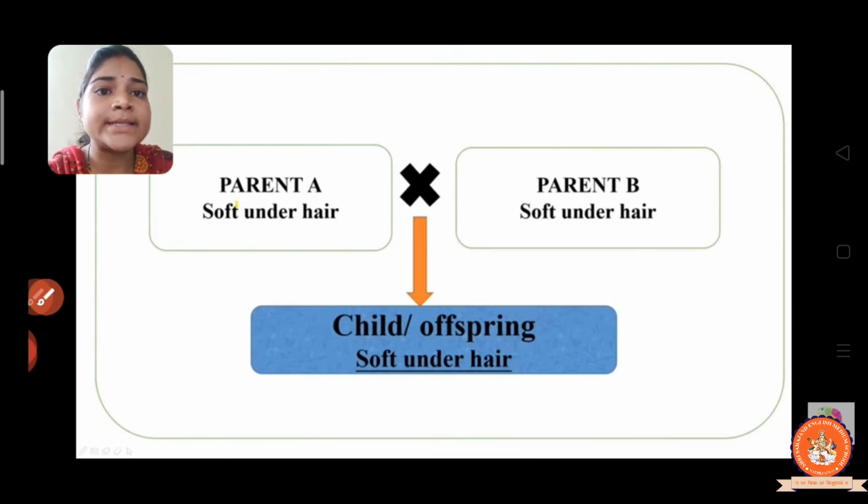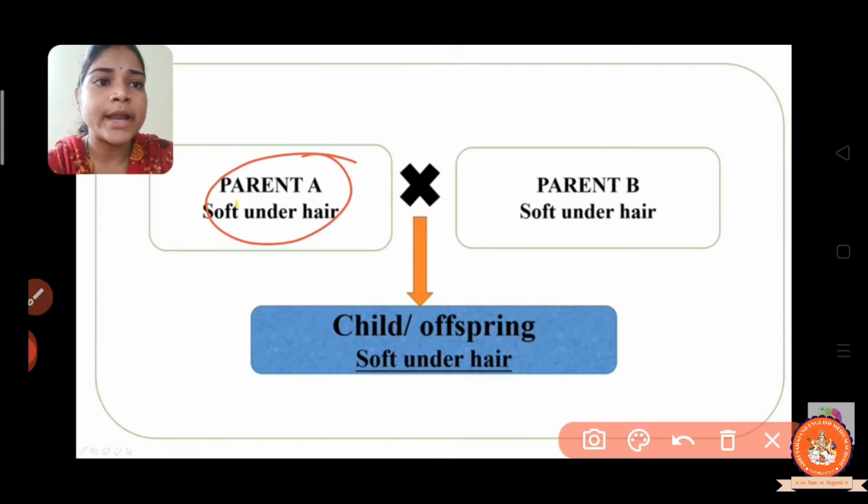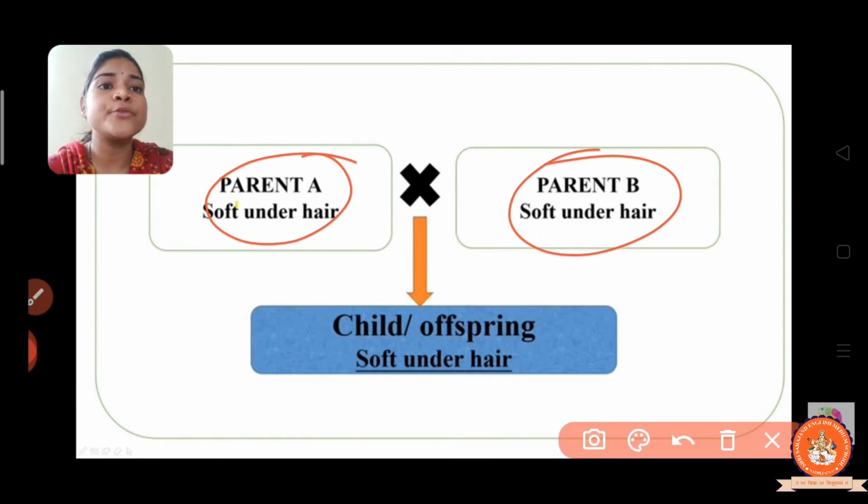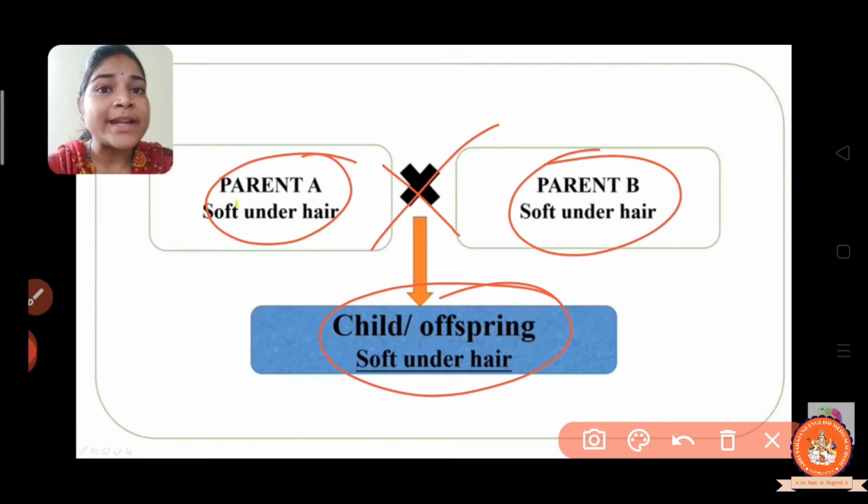Here some parents are given to you, and they both are soft under hair. Parent A and parent B both are soft under hair. So we have to cross the two parents, parent A and parent B, from which we get the child or offspring that is soft under hair. Why? Because we want only the soft under hair child.